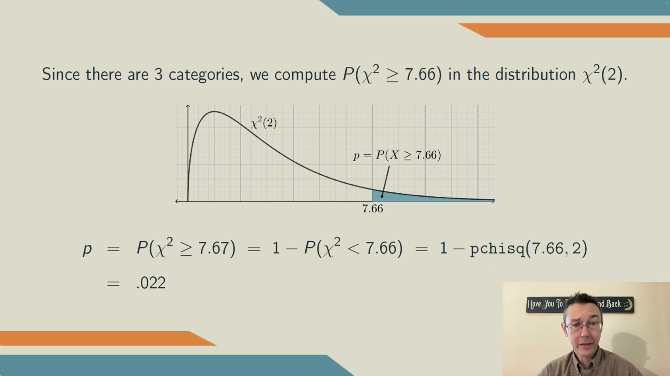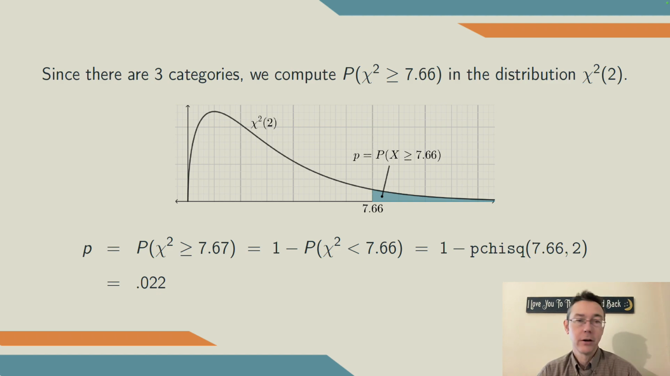We are going to use that test statistic to compute a p-value. We're going to do that in the distribution chi-squared of 2, the chi-squared distribution with 2 degrees of freedom, where 2 is 1 less than the number of categories, 3 in this case. For a chi-squared goodness of fit test, we always want a right-tailed probability because larger chi-squared values represent data that is further away from what we would have expected when the null hypothesis is true.